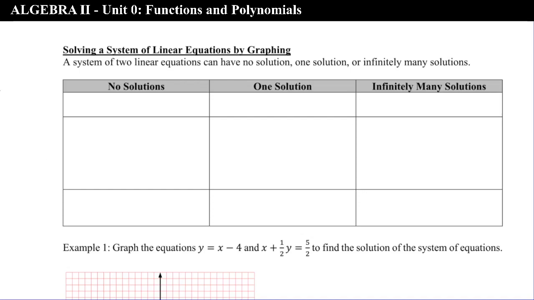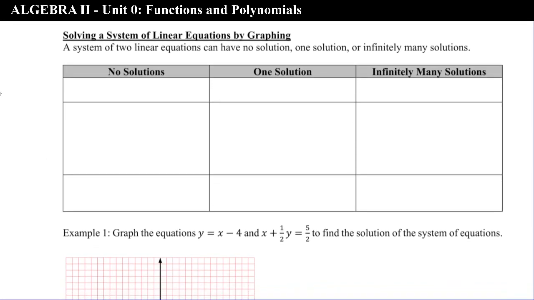Now let's talk about what happens when we are solving a system of linear equations by graphing. We're going to continue to use our graphing skills here and solve a system of linear equations, finding out what the solution is by graphing. There are three types of solutions that you can have: no solutions, one solution, or infinitely many solutions.